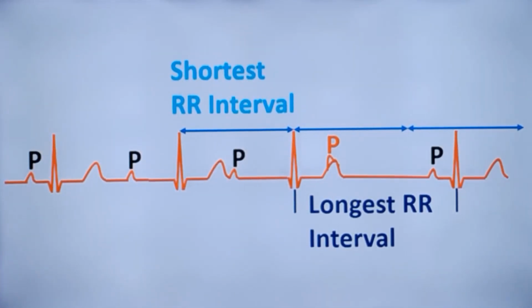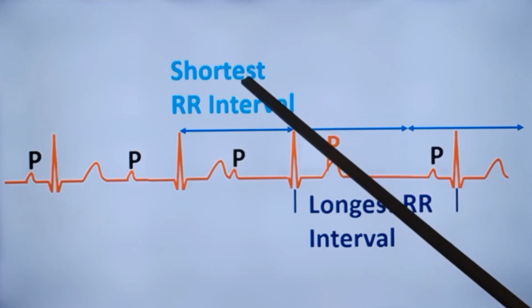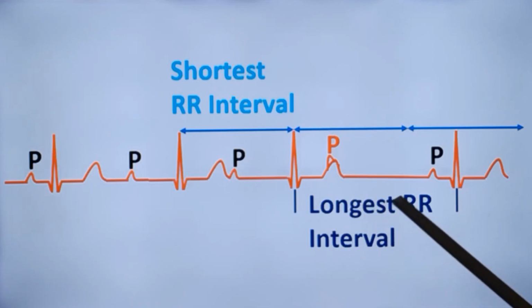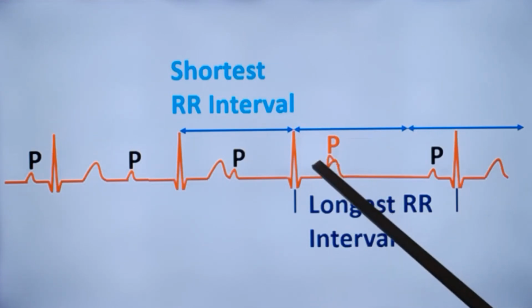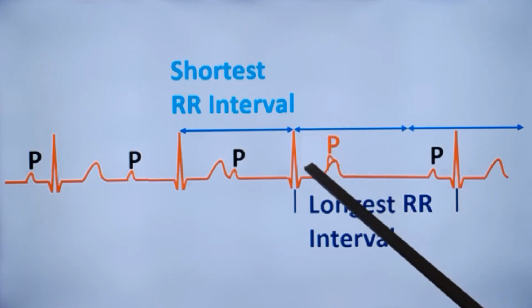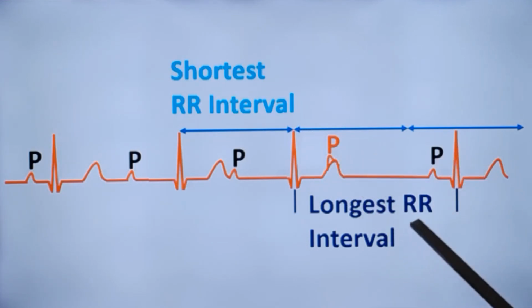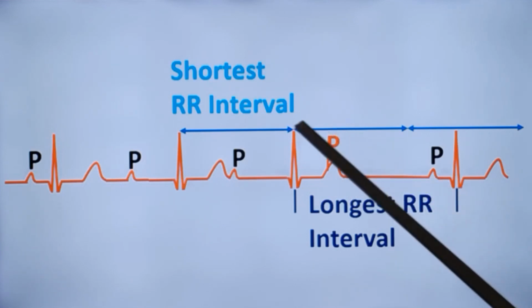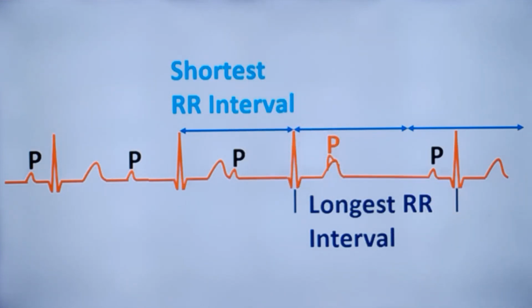Another feature is the relationship between the shortest RR interval and the longest RR interval in a Wenckebach sequence. The shortest RR interval in a Wenckebach sequence always is just before the pause, and the pause is the longest RR interval you note in a Wenckebach sequence. Another feature is that this pause is always less than twice the shortest RR interval. This is what I have marked here. The pause will be less than twice the shortest RR interval.